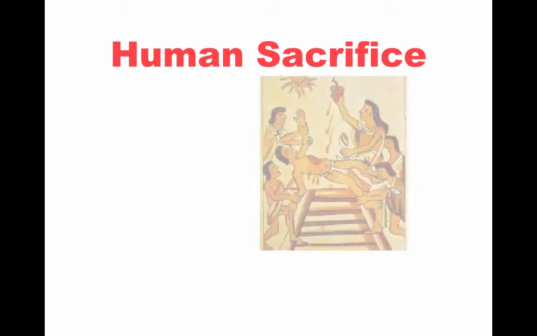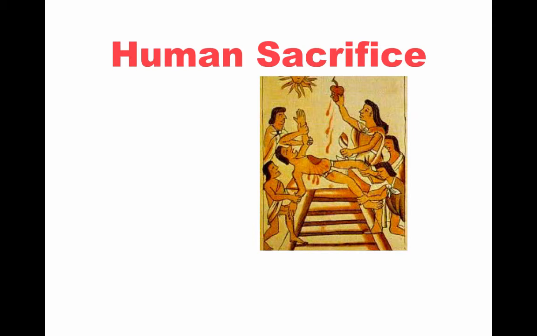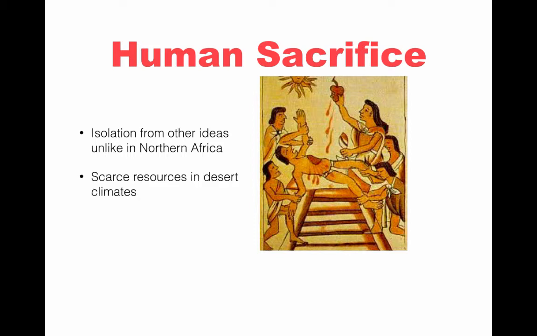So that allows us to form some context and then ask the big question, why do we see human sacrifice taking place within the Aztec and the Inca and not in a lot of other civilizations? So now we can get into issues like isolation, how the isolation of the Aztecs and Incas in this desert or mountain context does not allow for the flowing of ideas that might challenge that. Also, scarce resources in desert climates could be a reason why.